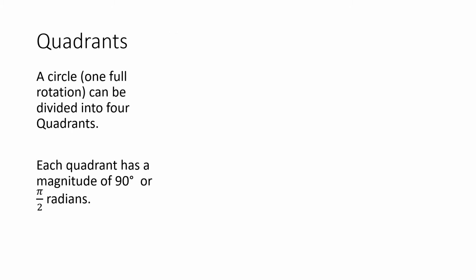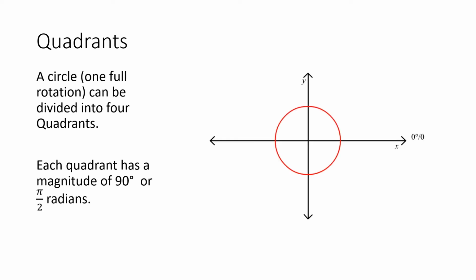Now let's speak about quadrants. A circle or one full rotation can be divided into 4 quadrants. And we have our circle in red and we place Cartesian planes on it, and essentially what we have done is just that. We divided it into 4 quadrants, 4 equal parts. Each quadrant has a magnitude of 90 degrees or pi on 2 radians. So if we start at 0, which we can see right here, an anti-clockwise rotation will bring us to 90 degrees or pi on 2. So that is our first section or quadrant.